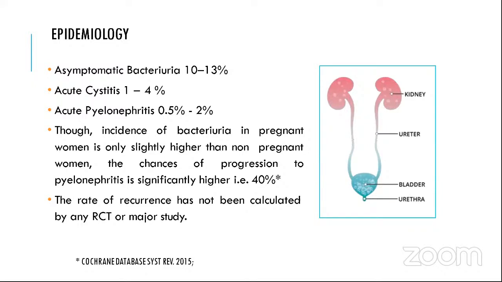Now let us survey the conditions. Asymptomatic bacteriuria is usually about 10%, acute cystitis 1 to 4%, acute pyelonephritis 0.4 to 2%. Though the incidence of bacteriuria in pregnant women is only slightly higher than that of non-pregnant women, the chance of progression to pyelonephritis is significantly higher, that is 40%. The rate of occurrence has not been calculated by an RCT or major study. Okay, let us go to the next.